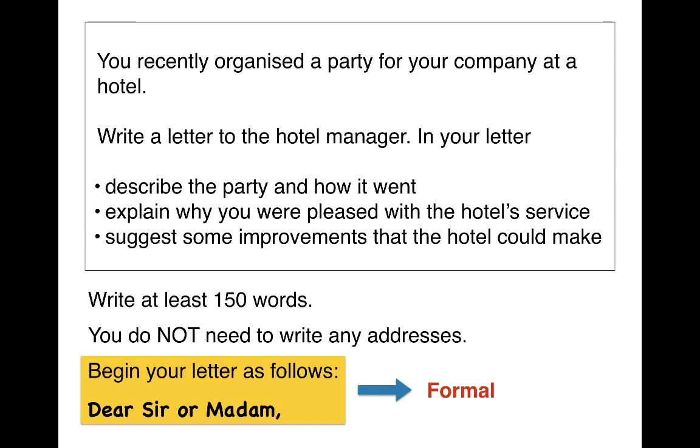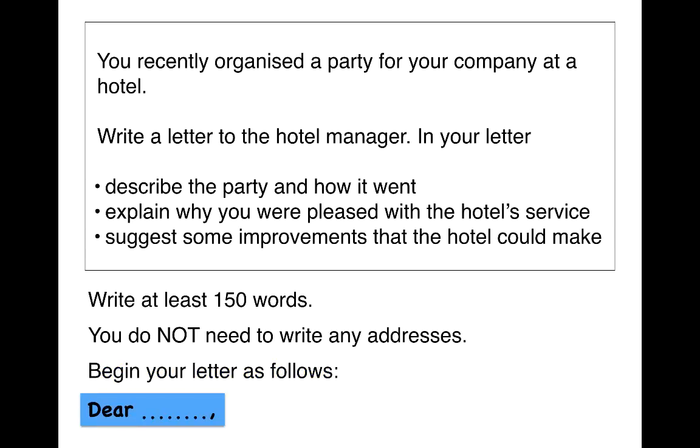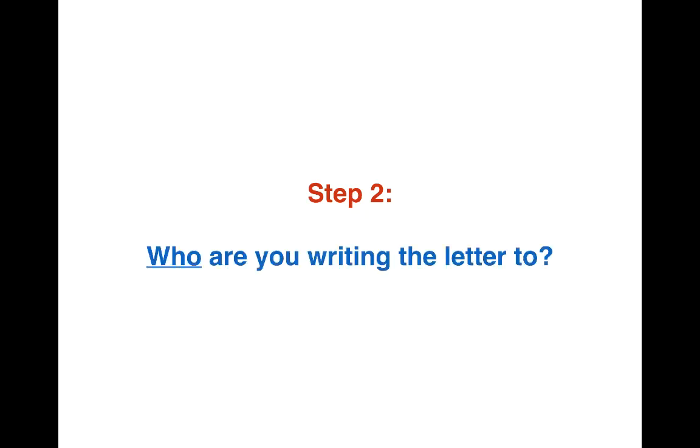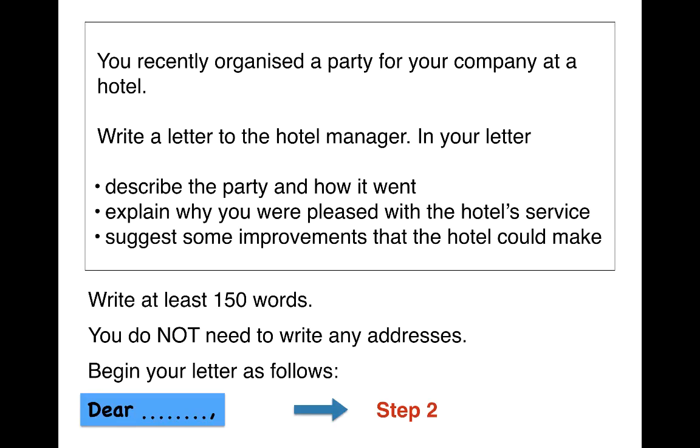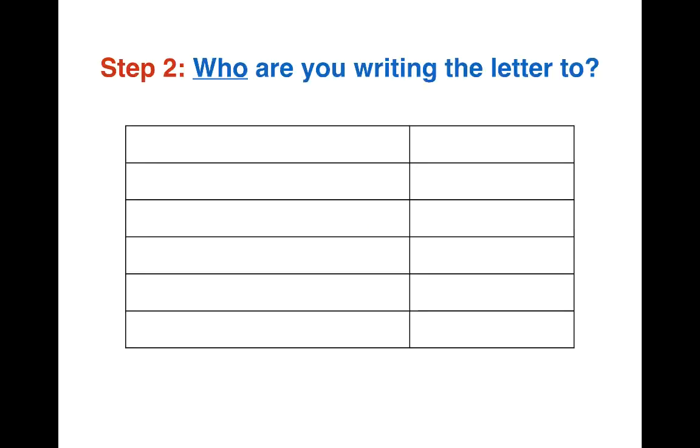Now, what happens though if the instruction doesn't say dear sir or madam, it says begin your letter with dear? This is obviously more confusing because it can be used for formal or informal. So we have to go on to step 2, which was look at who you're writing to. Who is the person? Back to that example, the person we're writing to is the hotel manager. That should tell you that this needs to be a formal letter. But sometimes it's more confusing. You're not quite sure. Let's have a look at some examples of who you are writing the letter to.